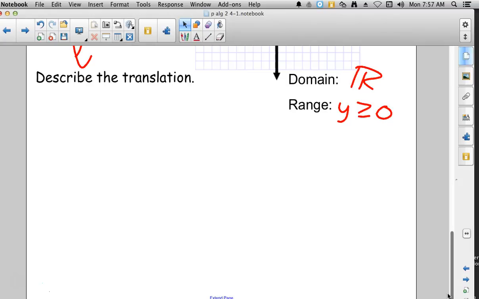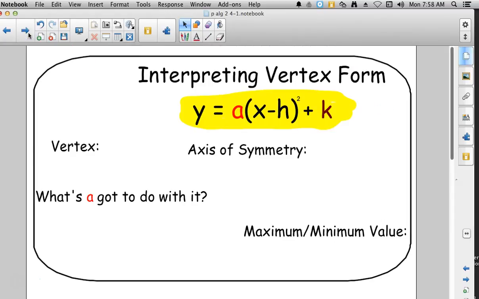So I heard lots of K. Is that the only one that affects the range? No. What else? A. If A is negative, instead of greater than or equal to, we'd have to go less than or equal to. So it's A and K that we have to watch for when we're talking about the range here. All right. Now, vertex form, this is the one we like.